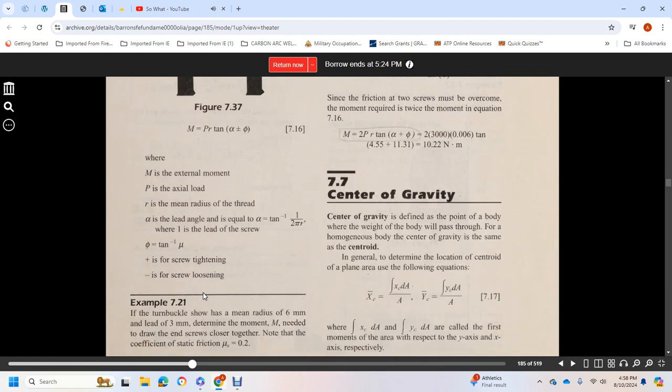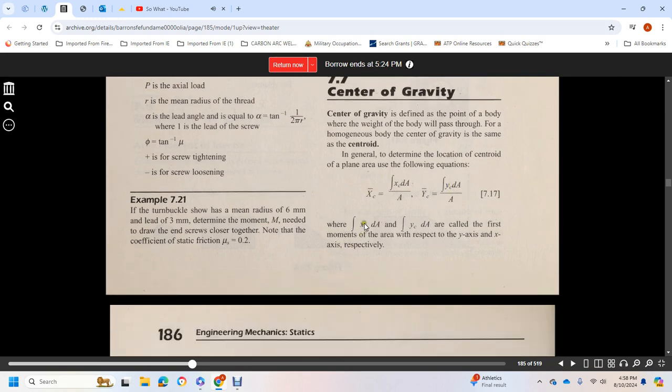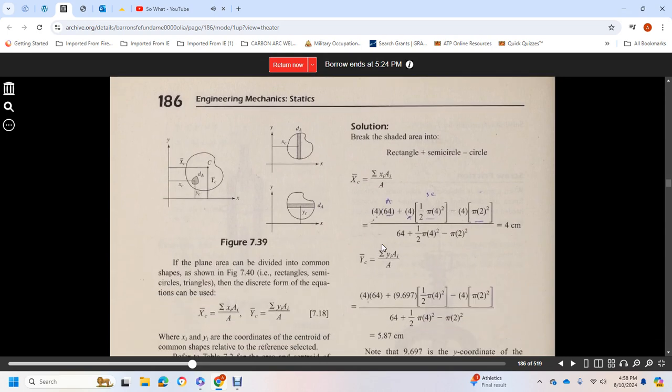Shows example. 7.7, the center of gravity is defined as the point of a body through which the weight of the body passes. For a homogeneous body, the center of gravity is also known as the centroid. In general, to determine the location of the centroid of a plane area: xc is equal to the integral of x dA over A, yc is equal to the integral of y dA over A, where the integrals of x dA and y dA are called the first moment of the area with respect to the y-axis and the x-axis respectively.